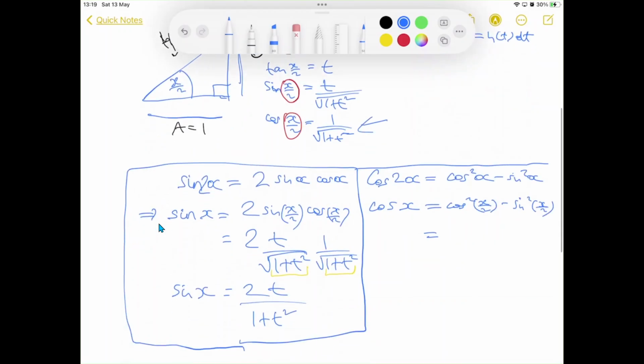It's this. So 1 over root 1 plus t squared, and we square all of this. And we do the same thing with the sine. So t over root 1 plus t squared, all squared.